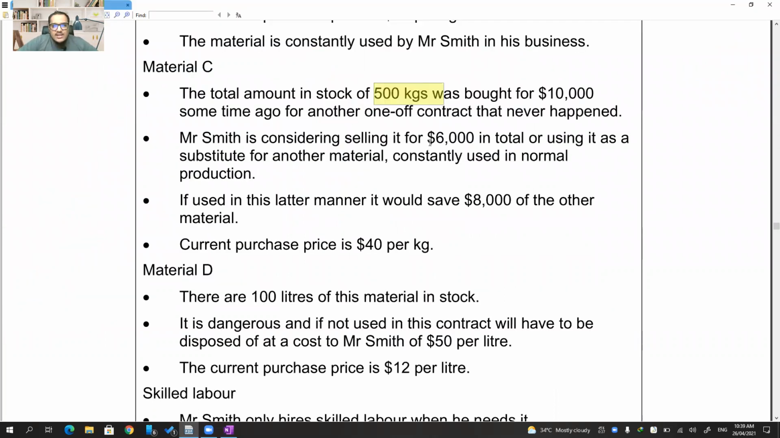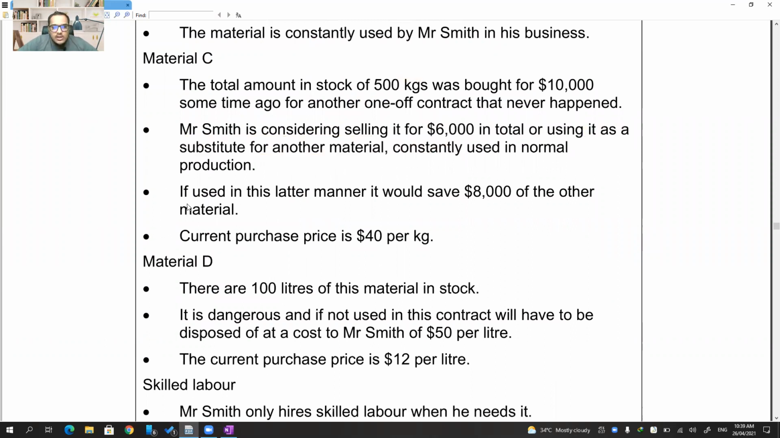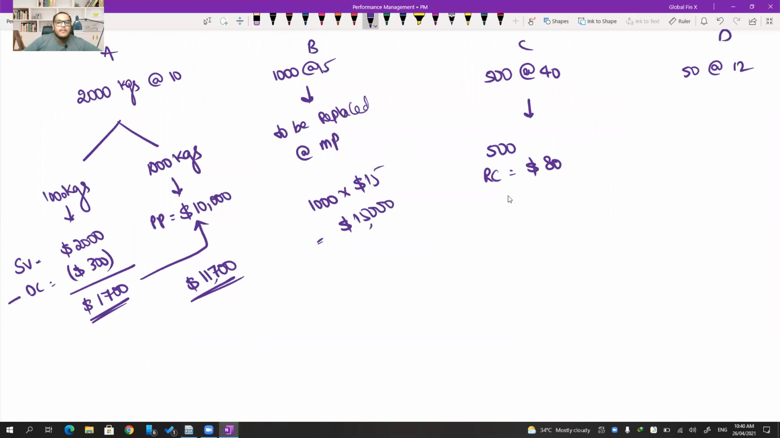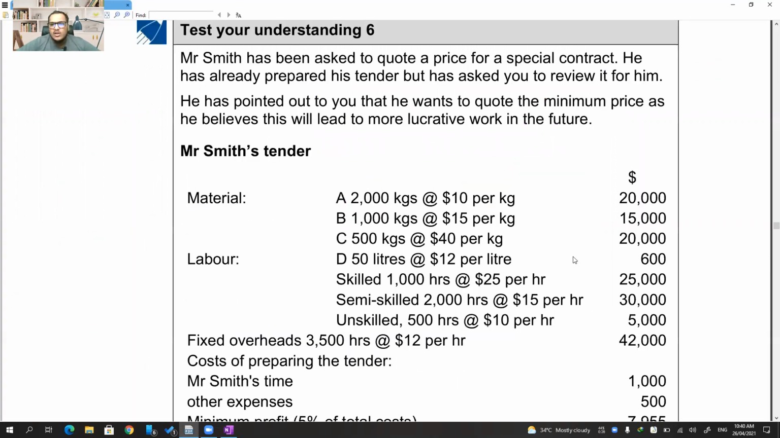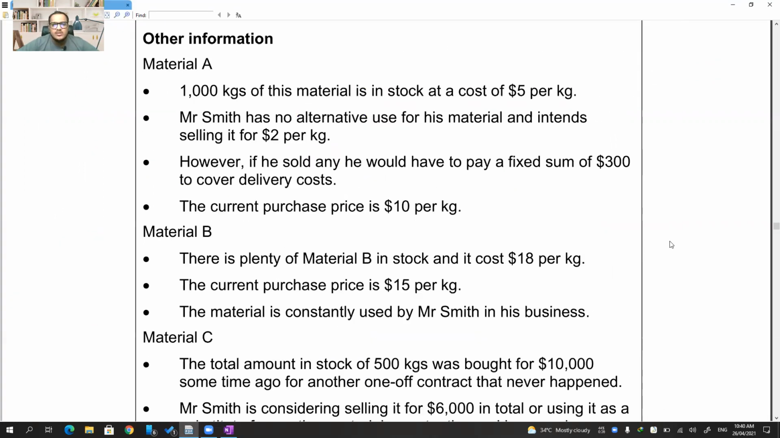Mr. Smith is considering selling it for 6,000 in total, or using it as a substitute for other material constantly used in the production. If used in the latter manner, it would save 8,000 of the other material. So common sense: you can either sell for scrap 6,000, or you can use in other project for 8,000. Obviously, you will use in other project for 8,000. So relevant cost is equal to lost contribution of 8,000. Okay, 500 into 40, that is how much? 20,000. Yeah, 20,000, but relevant cost is only 8,000 in this particular case.